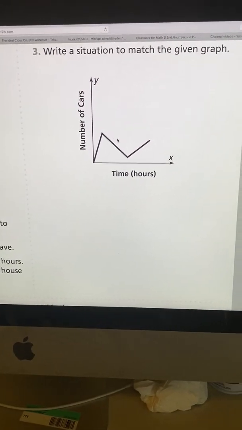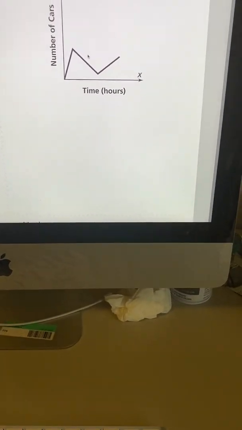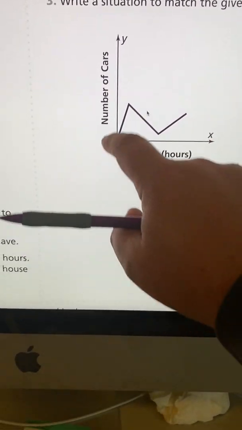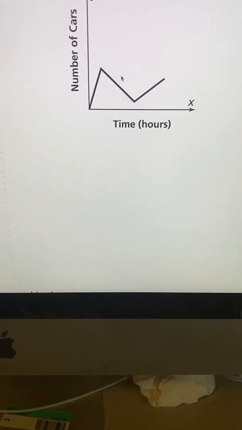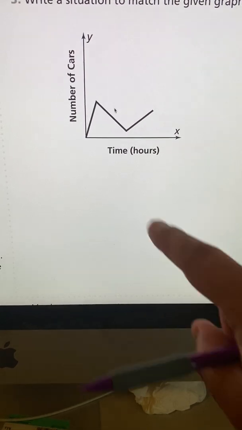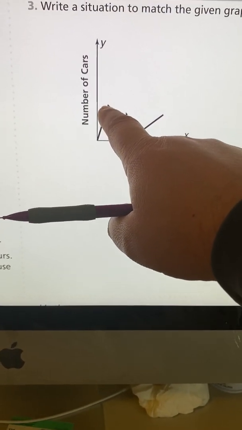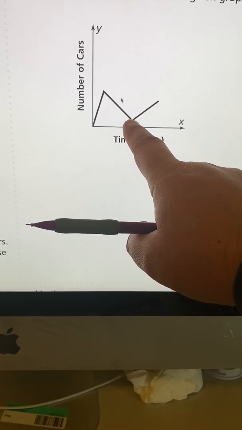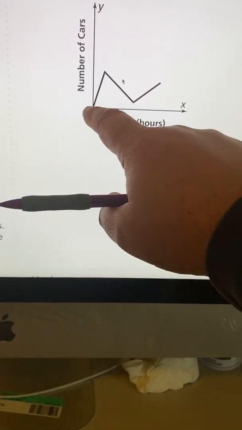Now, number 3, write a situation to match the given graph. I don't know. There's a bunch of different things that you could look at here, but this is time over hours. This is number of cars. All right. You could say when Miss Hackensack starts driving to school, she hits this amount of cars on the way to school. She stops her car and gets out. It only hits a few. And then she gets back in and drives again, and it starts running into them again. And she just stops. Okay?